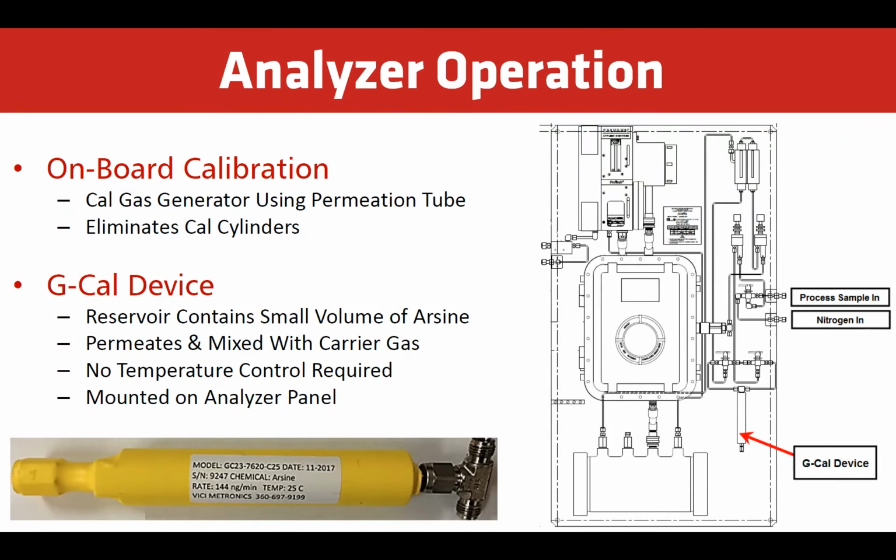We eliminate the need for calibration cylinders by the use of a G-Cal or a G-gas generator mounted inside the analyzer panel. A small volume of analyte permeates and mixes with the carrier gas when calibration is required. This ensures streamlined hands-off operation of your analyzer.